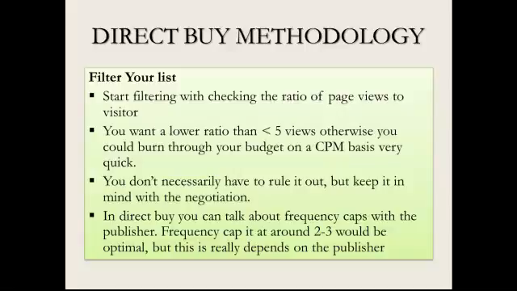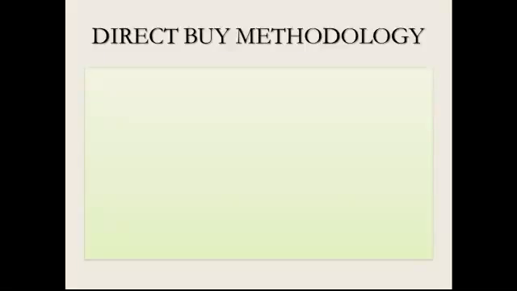Now, we don't want to necessarily rule out a website if that number is higher than 5, but it is something that we need to keep in mind when we get down to talking about price. And another thing that we can do is talk about frequency caps when it comes to negotiation. A frequency cap is going to limit the amount of times our ad is shown to each unique visitor. And if we can get it to 2 to 3 per visitor, that would really be optimal. But it's really going to depend whether or not the publisher is willing to work with us on that.